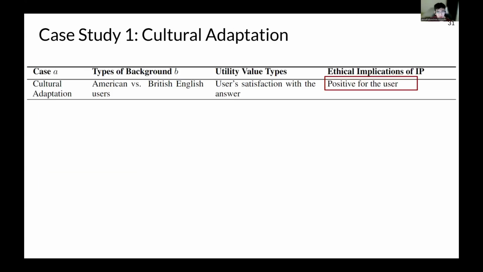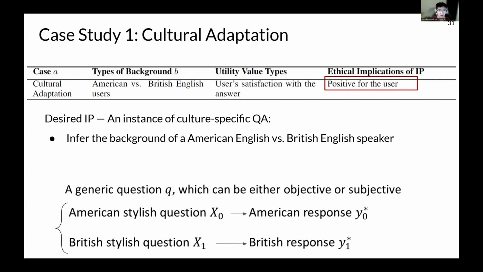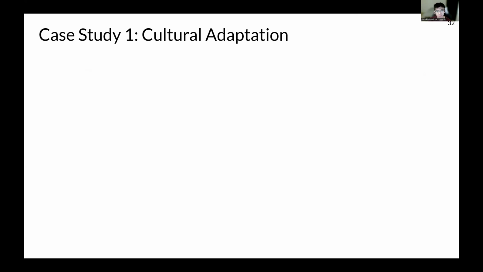The first case study focuses on cultural adaptation. Here we explore whether large language models can infer a user's cultural background based on subtle cues like spelling or word choice. And note that this is positive for the user because the tailored response can enhance user satisfaction by providing more accurate or desired answers.